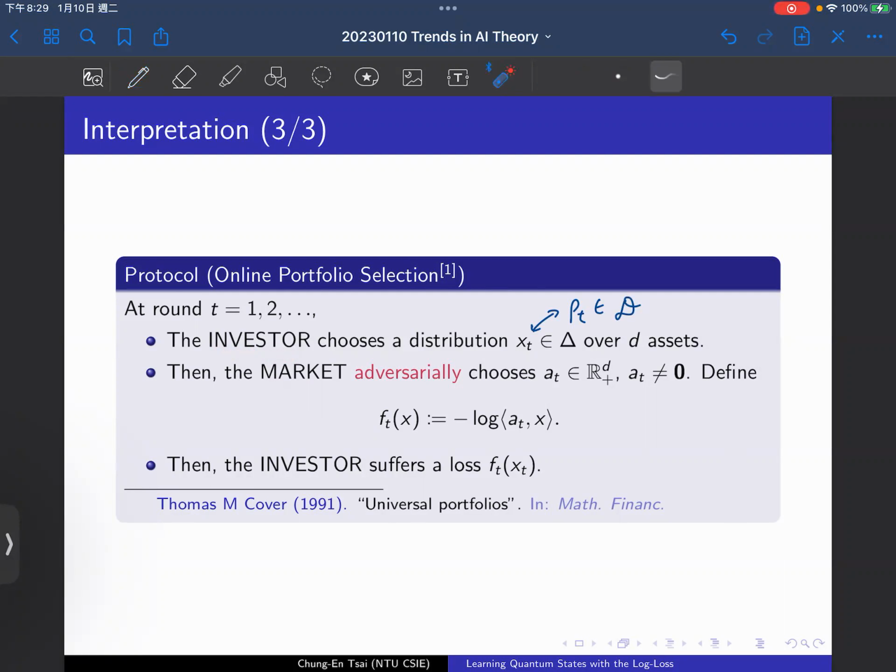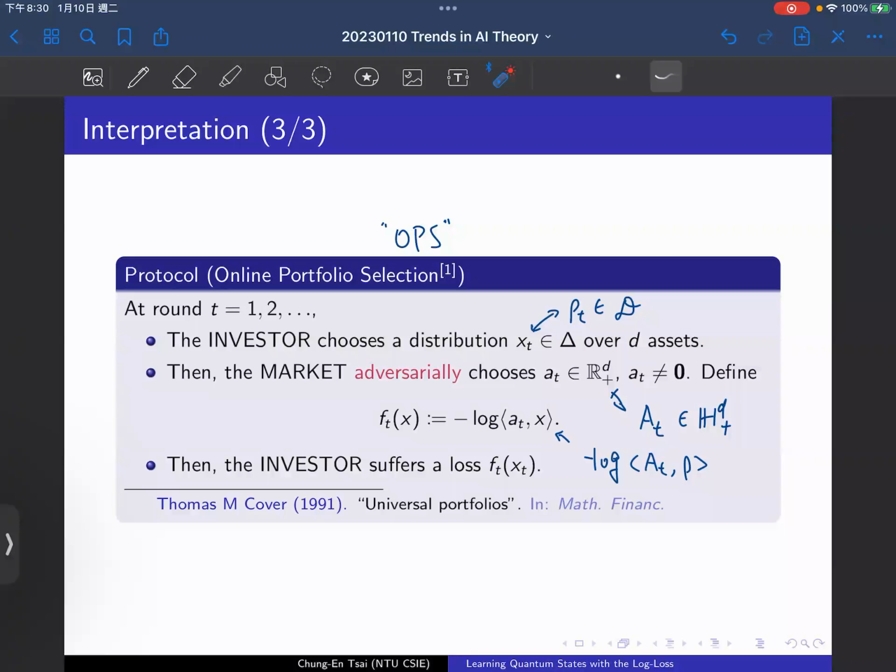And the market will adversarially choose a non-negative vector At and define a loss of minus log of the inner product between At and x. This just corresponds to the Hermitian matrices At, and this loss corresponds to the loss which has the same form. So the learning quantum states problem can be seen as a quantum generalization of the OPS problem. OPS has received a lot of attention these years, so since it is a quantum generalization, if we have an algorithm for the OPS problem, then we can do a quantum generalization to learning quantum states with the log loss.